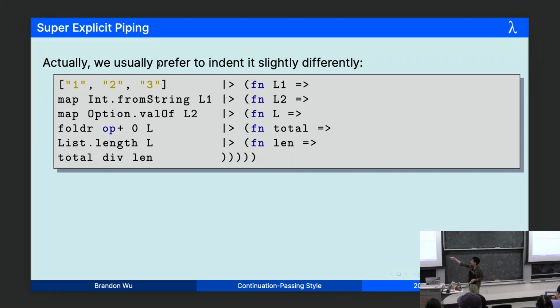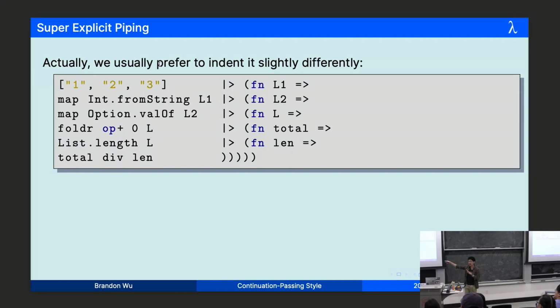Then I do the map int.from string L1, and then I bind that to L2, and so on and so forth. So the thing I'm binding it to is the end of the line on which it appears, okay? And is everyone relatively assured this will produce the result of the total divided by the length, because of how I constructed this?